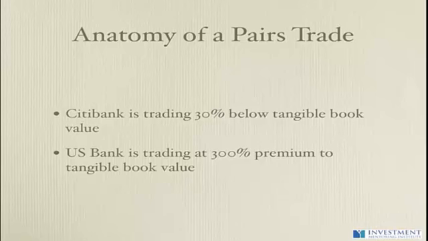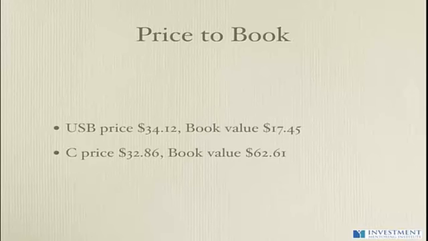Let's take a look at some other valuation premiums. All we care about, we don't care if these banks are good banks, bad banks, best of the best, worst of the worst. All we care about is the relationship of the two to each other. Let's take a look at price to book. USB has a price of 34.12 and the book value is 17, so it's basically 2 times book value. But Citibank is almost 50% of book value. In other words, USB is valued 4 times higher than Citibank.